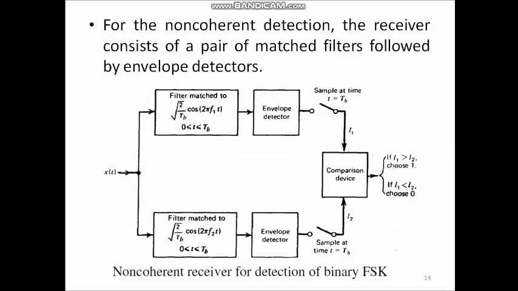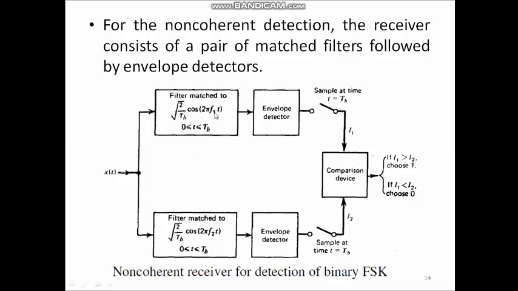So, this represents the non-coherent receiver for detection of binary FSK. As you can see here, there are three important blocks in the receiver section: matched filter, envelope detector, and comparison device. For non-coherent detection, the receiver consists of a pair of matched filters followed by envelope detectors. The received signal is first applied to two matched filters. The filter in the upper path is matched to cos 2 pi f1 t, and the filter in the lower path is matched to cos 2 pi f2 t, where the signal interval is 0 to Tb.